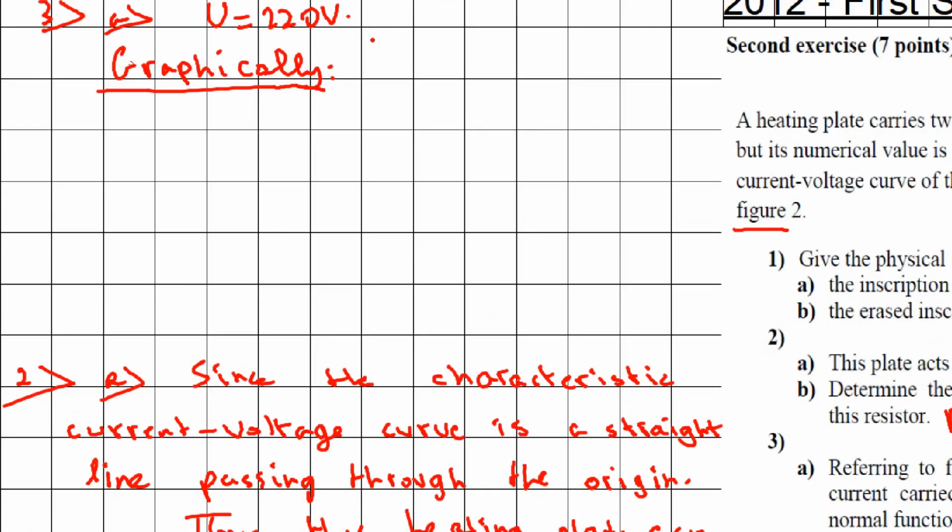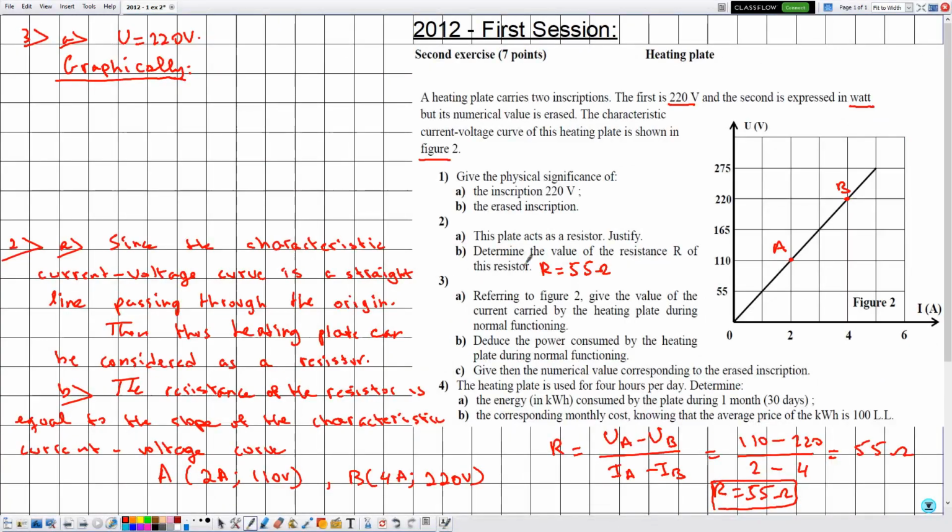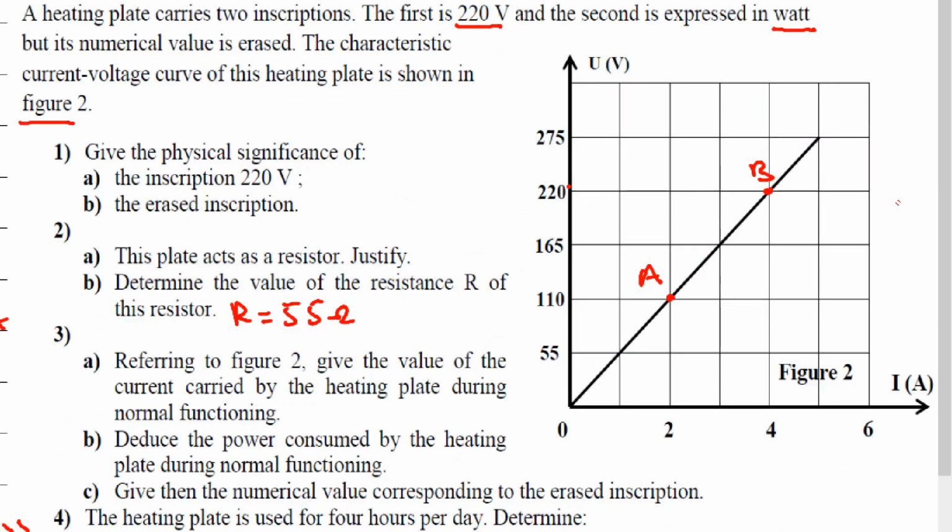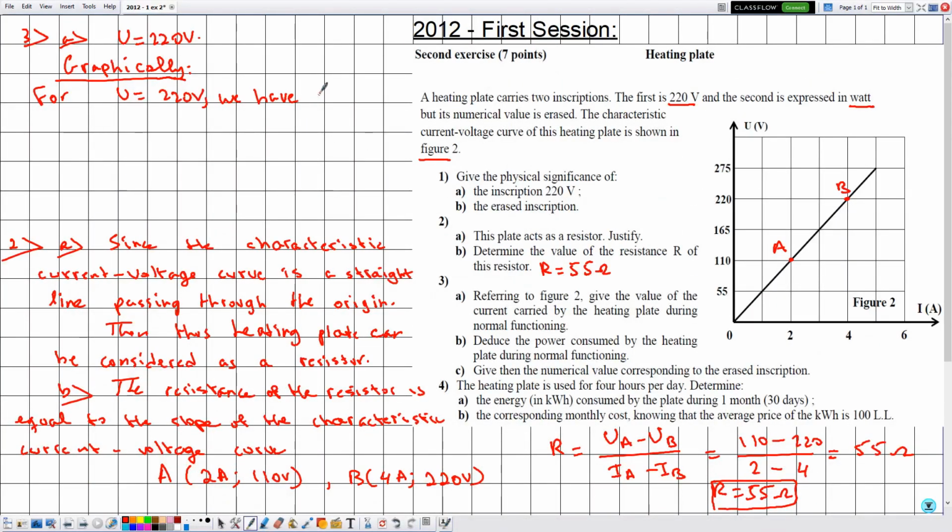So usually they give half a mark for this statement. Now for U is equal to 220 volts, how do we determine the value of the electric current? We have 220 volts corresponding to this point on the curve, which has an electric current of 4 amperes. So I is equal to 4 amperes. Then the value of the electric current I is 4 amperes.